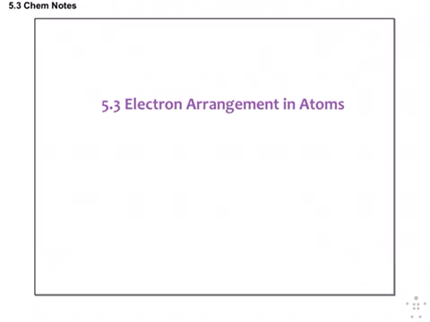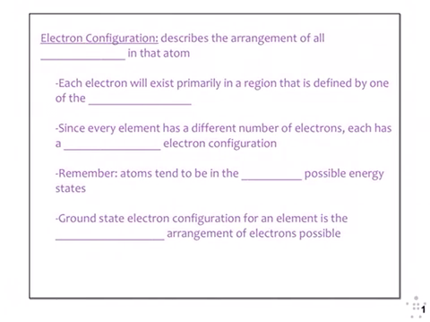All right. We are going to finally figure out how electrons are arranged in an atom. So the arrangement is called the electron configuration. It describes the arrangement of all of the electrons in a particular atom. Each electron will exist primarily in a region that is defined by one of the orbitals.